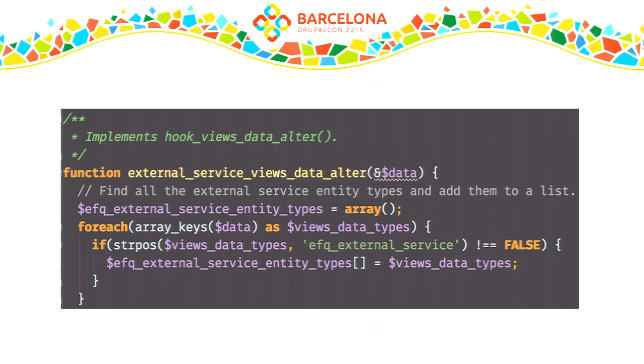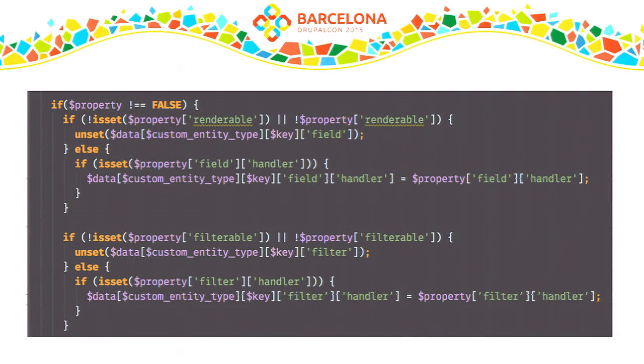So as far as our views integration, there's a hook, views data alter, that allows you to play with how views sees your schema. In this case, our schema is actually our entity properties that we've defined. So here are a couple of examples where we're using that property of renderable, for example, to define whether views is allowed to show that in its field select list.